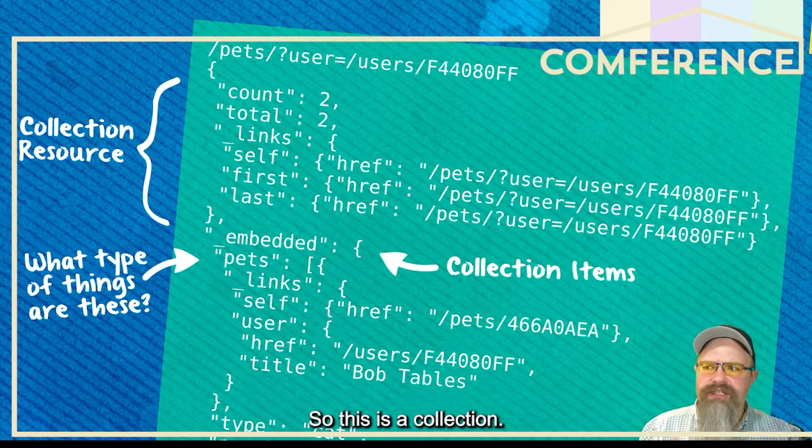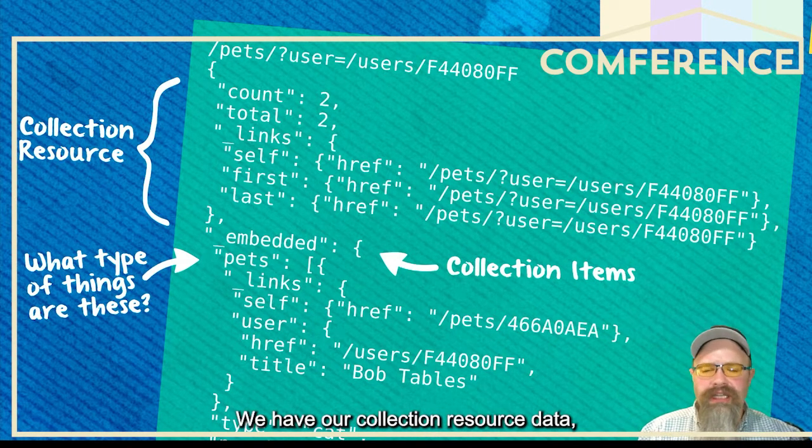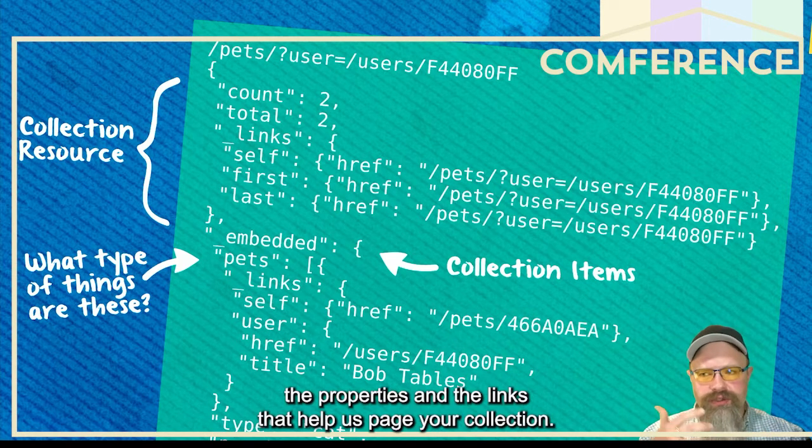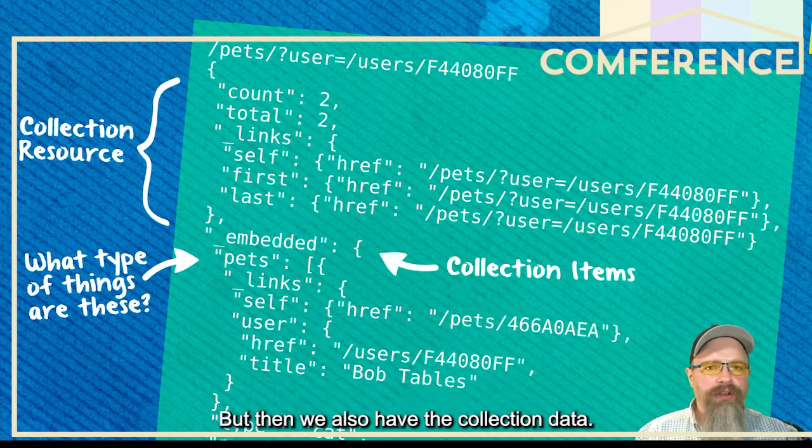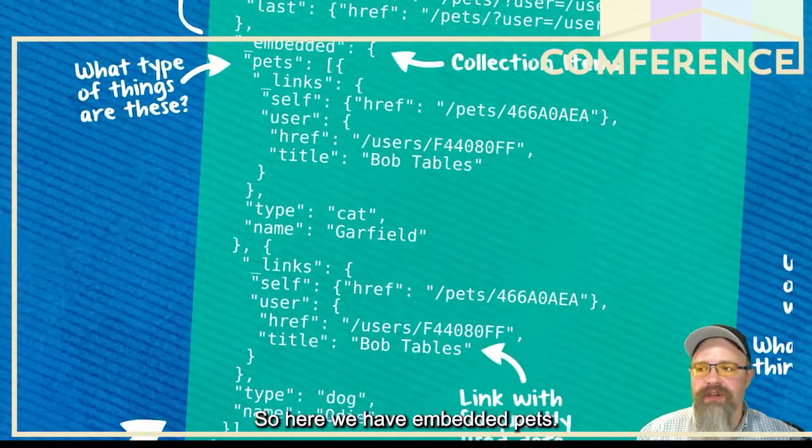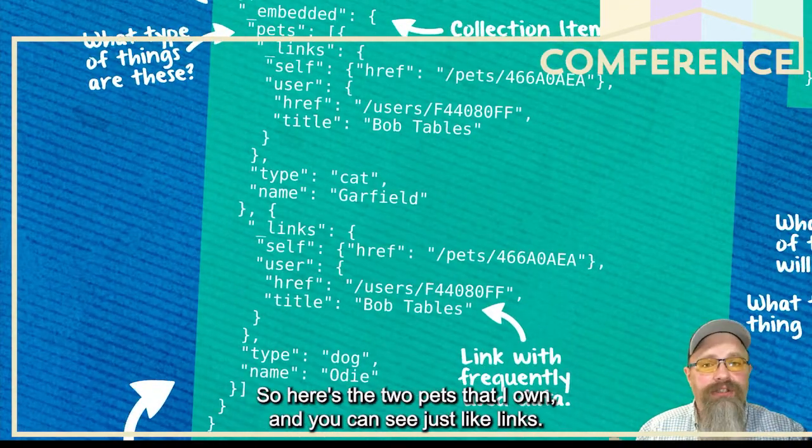So this is a collection. We have our collection resource data, the properties and the links that help us page your collection. But then we also have the collection data. So here we have embedded pets. So here's the 2 pets that I own.